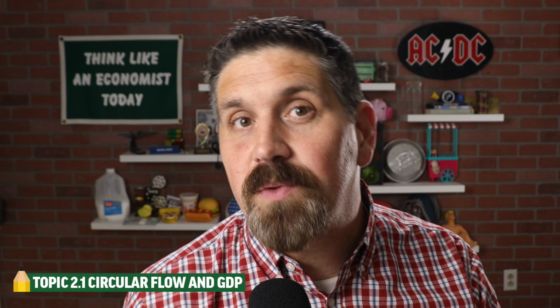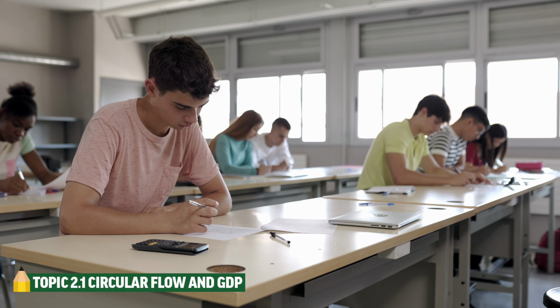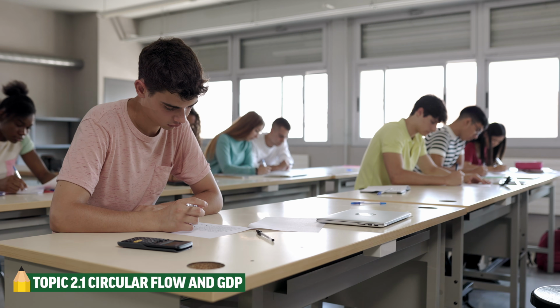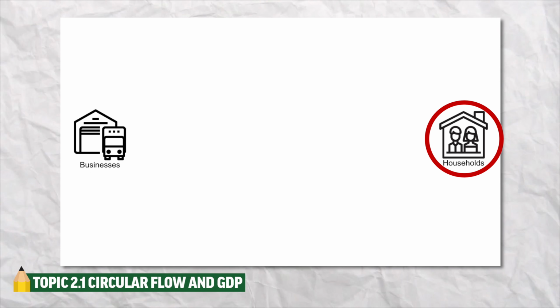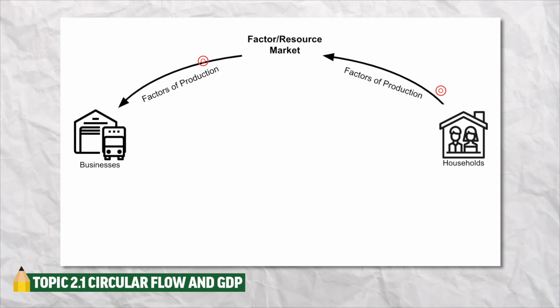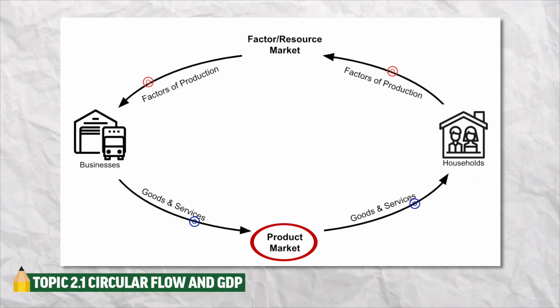Topic 2.1 starts with a circular flow model. It's probably not something your teacher or professor is going to have you draw on an exam, but it is going to help you understand how the economy works. It all starts with households and businesses. Households like you and me own the factors of production and sell them to businesses in the factor market. Businesses use those factors or resources to produce goods and services and sell them to households in the product market.